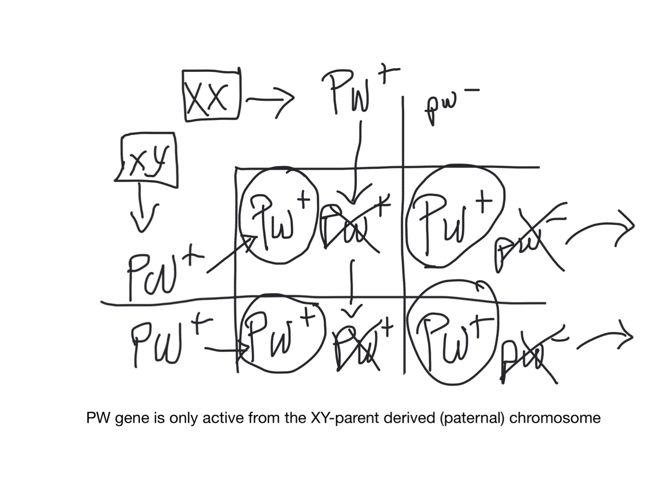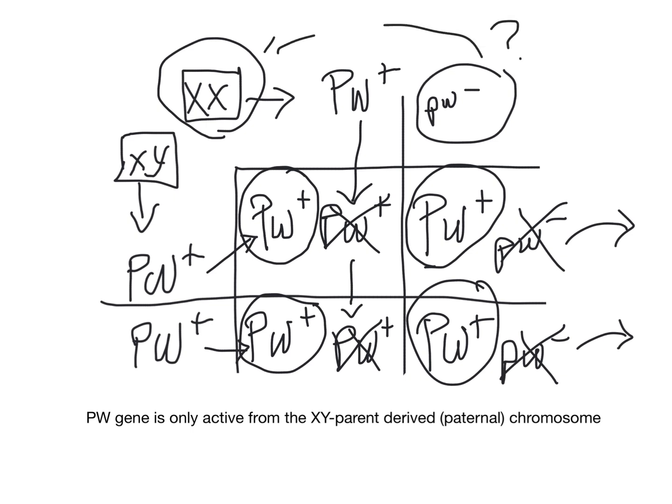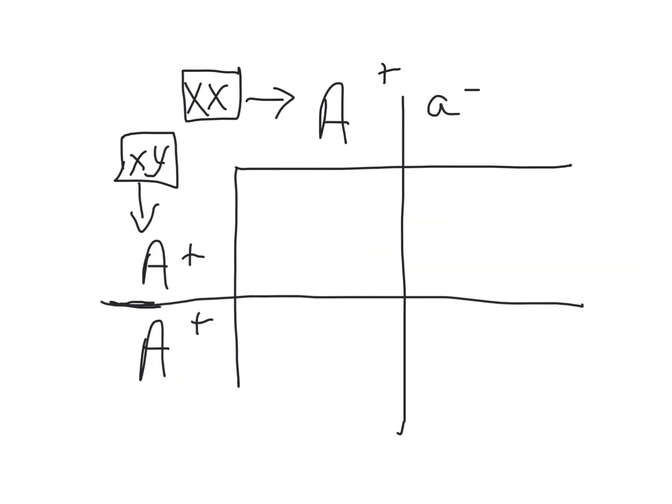Another thing to think about is this person. We're going to assume that this person does not have Prader-Willi syndrome. So think about which parent this allele came from for this person. And it must have come from her XX parent. Okay? Okay, let's go to Angelman syndrome now.